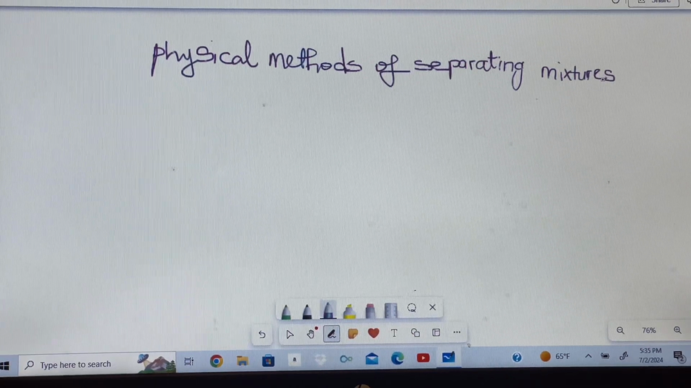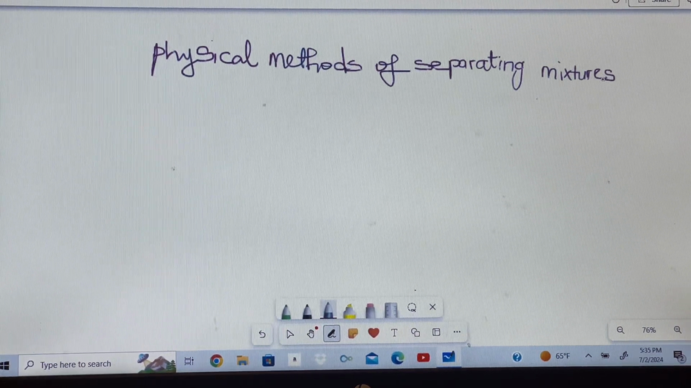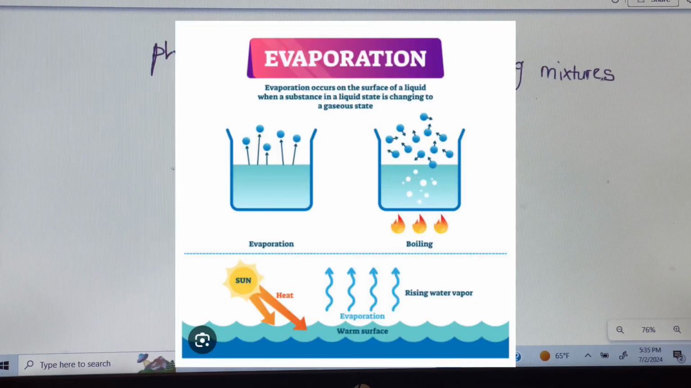Hi everyone. In today's lecture, we're going to be talking about the physical methods of separating mixtures. So, the first one we're going to discuss is the evaporation method.